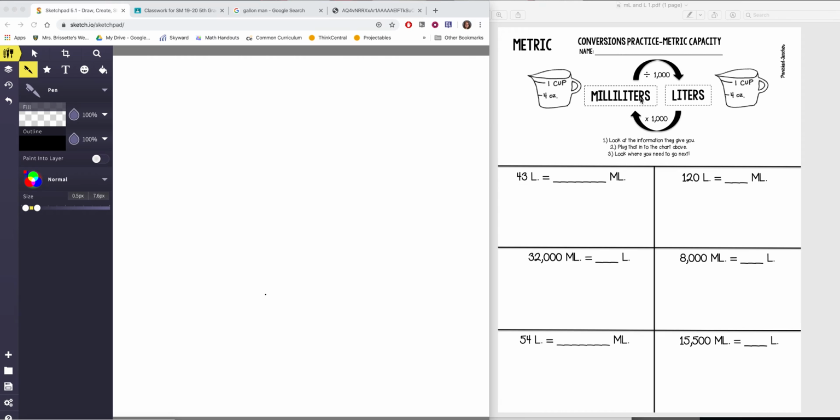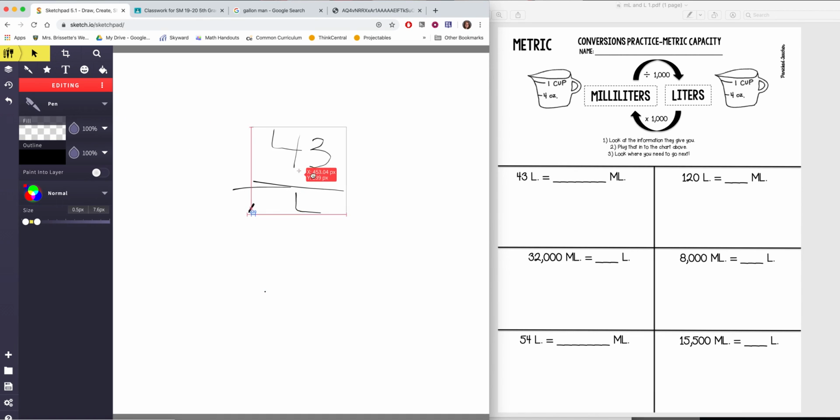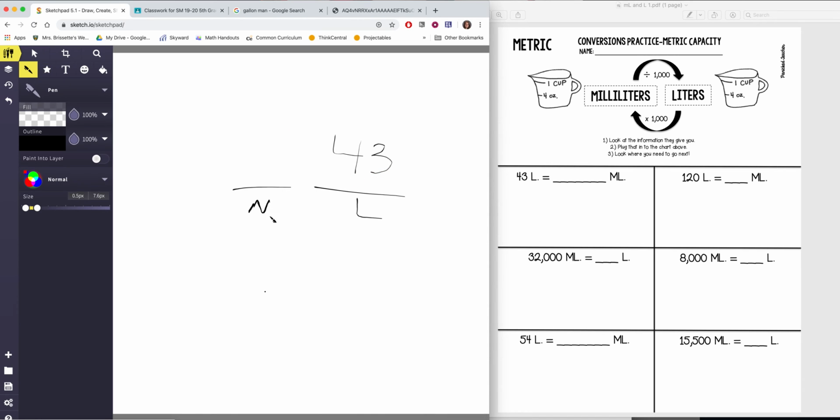But all right, let's get going here. Let's do one from large to small and then small to large. So let's talk about this first one. We have 43 liters, which is equivalent to, oh, I have these backwards. Sorry. Okay, when we're going from liters to milliliters, we need to multiply by 1,000.